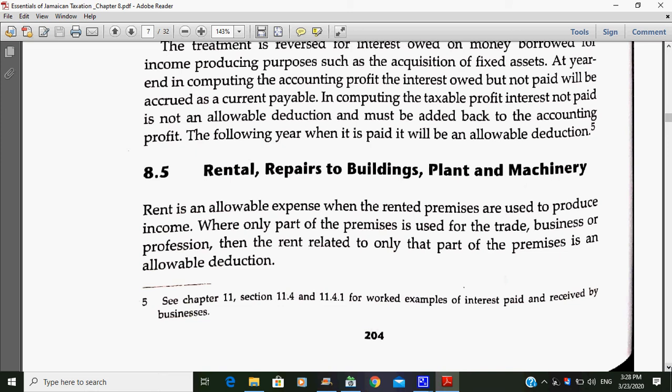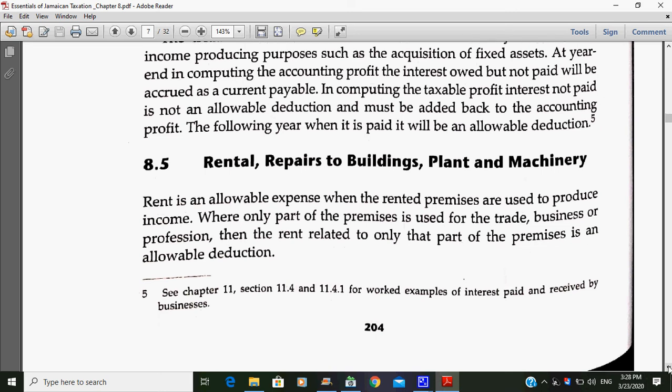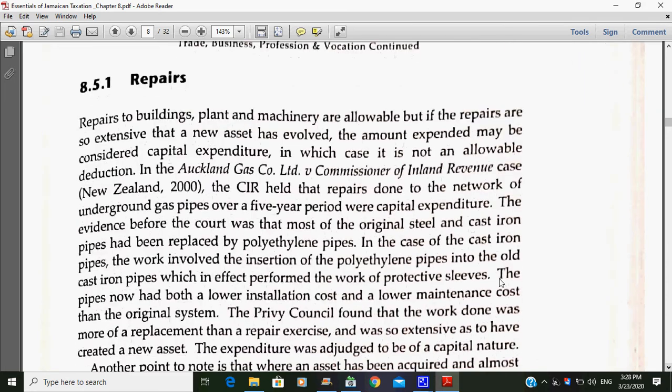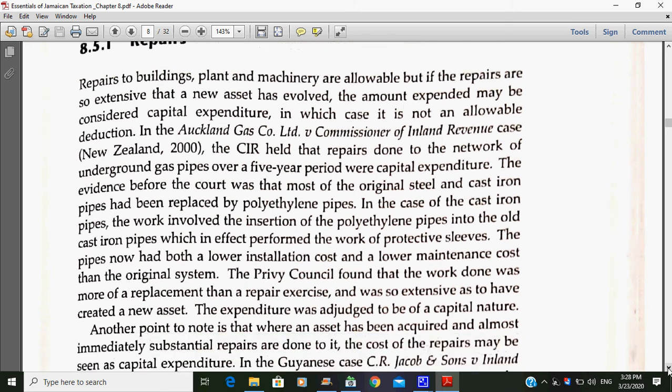Rentals, repairs, and plant and machinery. Rent is an allowable expense when the rented premises are used to produce income. Where only part of the premises is used for the trade, business, or profession, then the rent related to only that part of the premises is an allowable deduction. Repairs to buildings, plant, and machinery are allowable, but if the repairs are so extensive that a new asset has evolved, the amount expended may be considered capital expenditure, in which case it is not an allowable deduction.